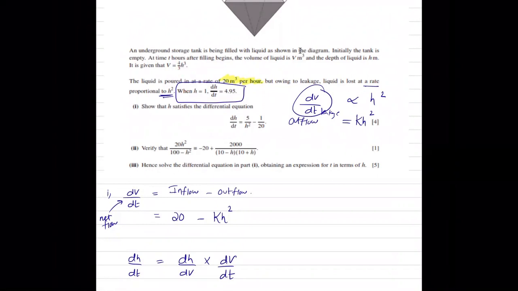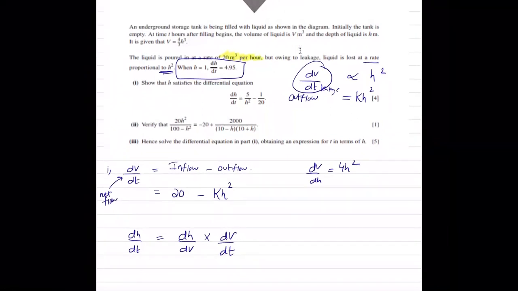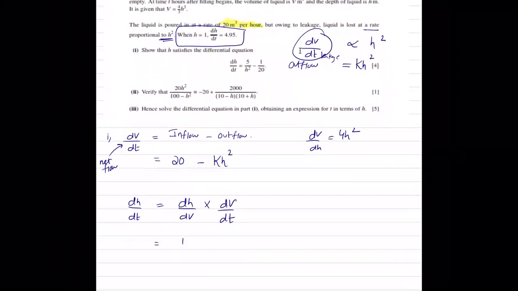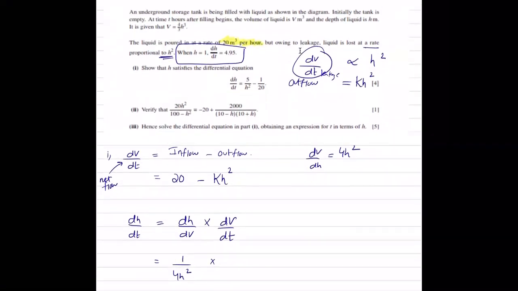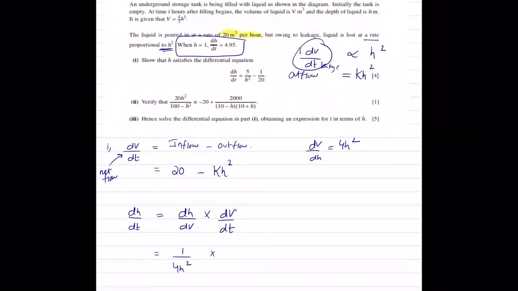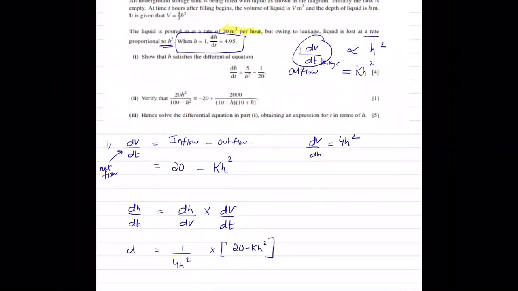Yeah. dV over dH is 4H square. So dH over dV is 1 upon 4H square, and dV over dt was 20 minus kH square. This all is equal to dH upon dt.